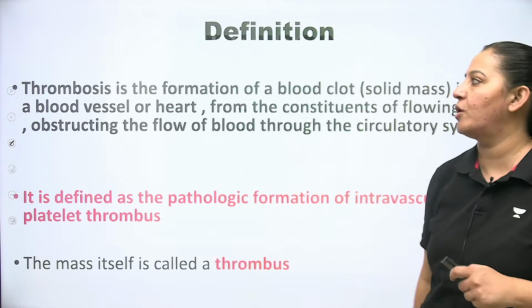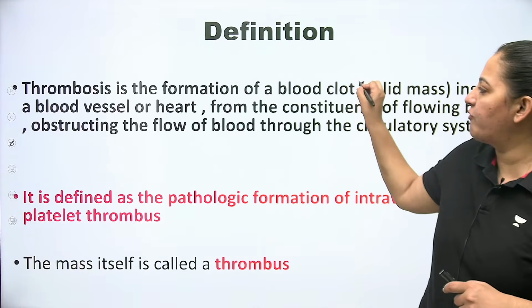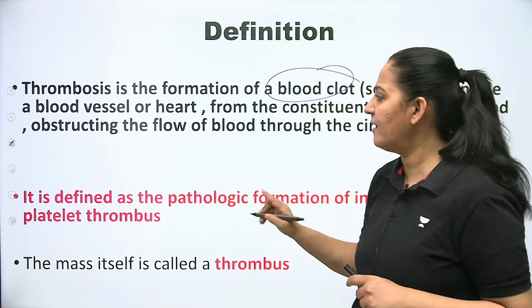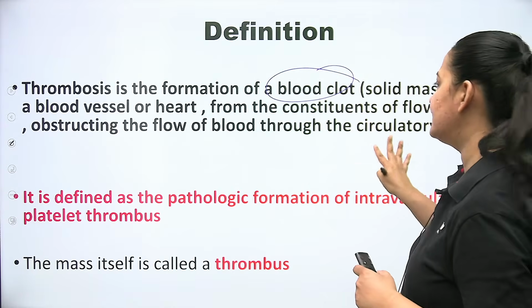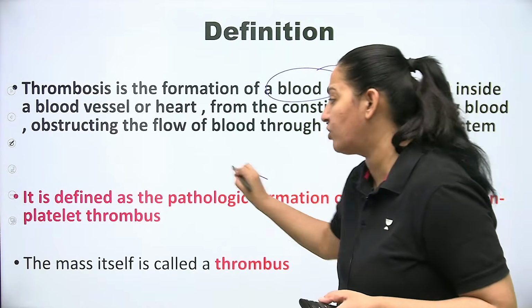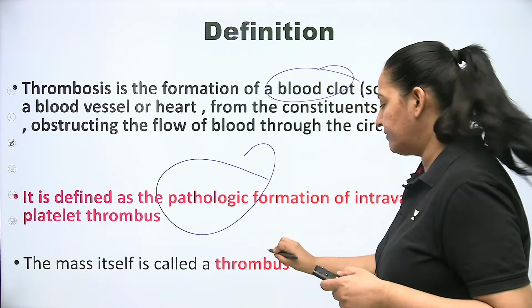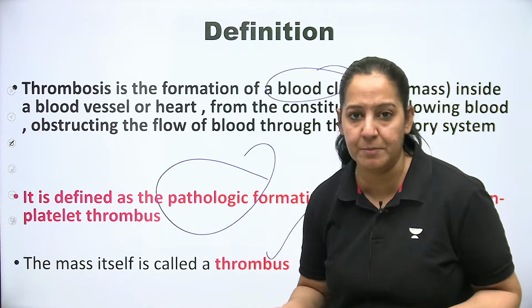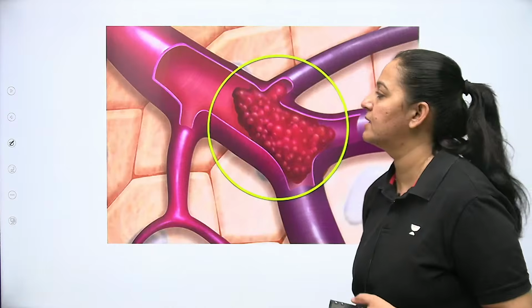So tell me the definition of thrombosis. Thrombus is the formation of blood clot, but without injury. Without injury, in an intact blood vessel, right? Inside the blood vessel without injury. It is pathological. It is not physiological. The clot is known as thrombus, and without injury, it is forming. With injury, it is known as hemostasis. Without injury, it is known as thrombosis. So that is the thing.